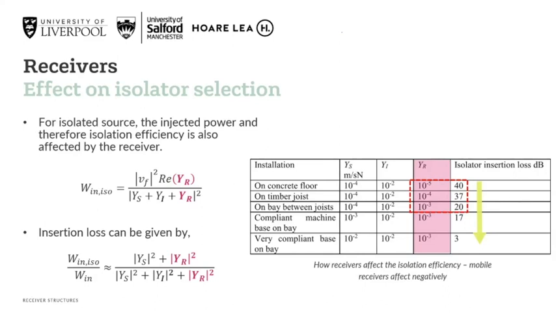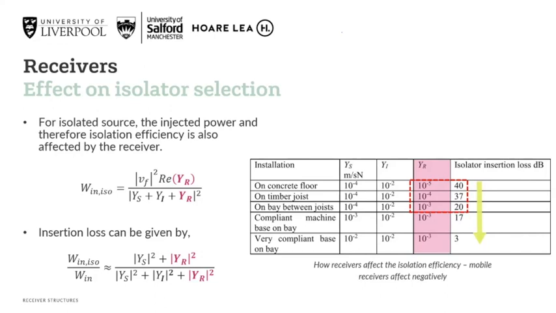So the point here is that even if you have an isolated source, it's not totally dependent on, okay, I've looked at the source, I've isolated it, everything will be okay. No, you also need to account for, or at least have a check on, what your receiver structure is. If it's a very mobile, suspended slab, you might need to upgrade your isolator selections, so as to have that sort of difference between your isolator mobility and receiver mobility.